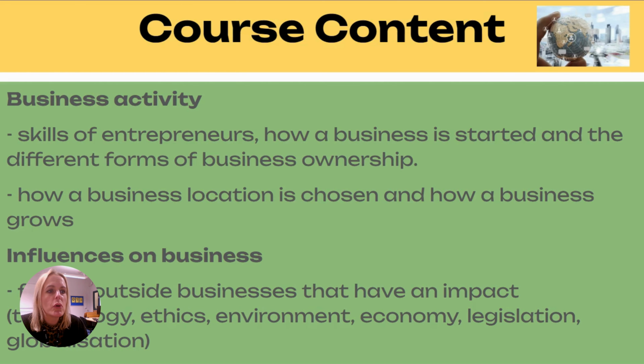So here's a little bit more information about what we're going to be learning. At the moment, Year 10 students are working on this first unit of work, business activity. So we've been learning about the skills of entrepreneurs, how a business is started, and the different ways that businesses can be owned. Soon we'll be moving on to learning about how businesses choose a location and how they then start to grow the business by, for example, bringing in extra finance.